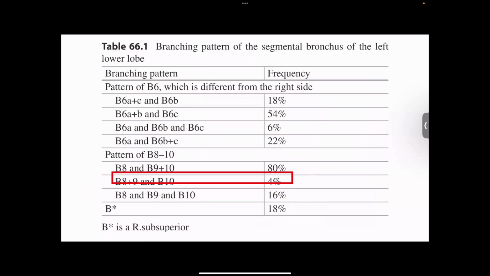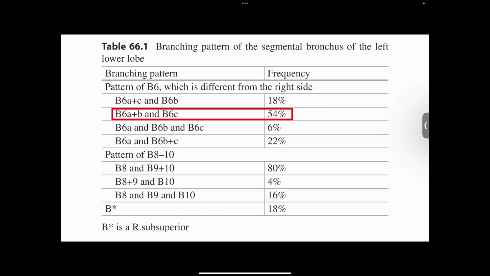So the branching pattern of the left lower lobe is 6 segments, generally coming as 6A plus B subsegments joined together, and the C segment coming as separate. Similarly, B8 is separate, and 9 plus 10 are joined together.